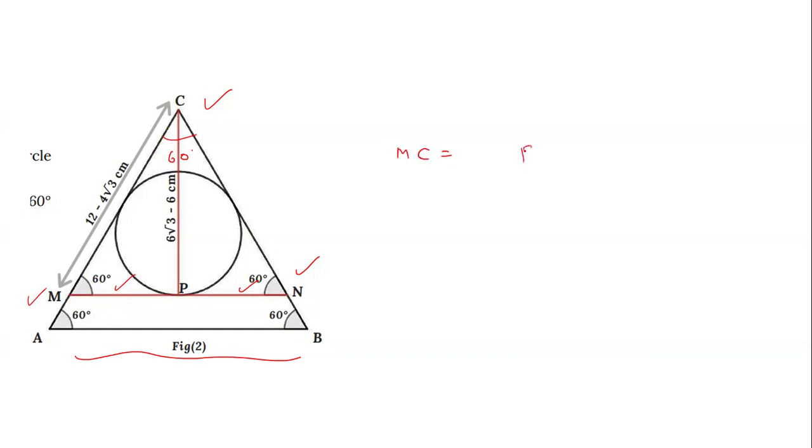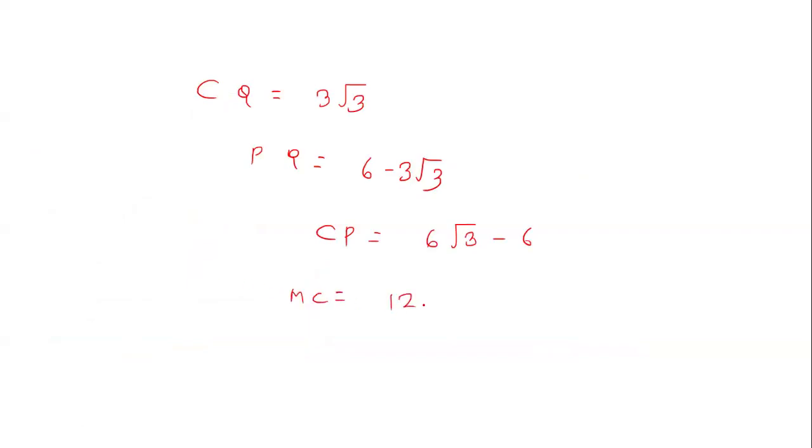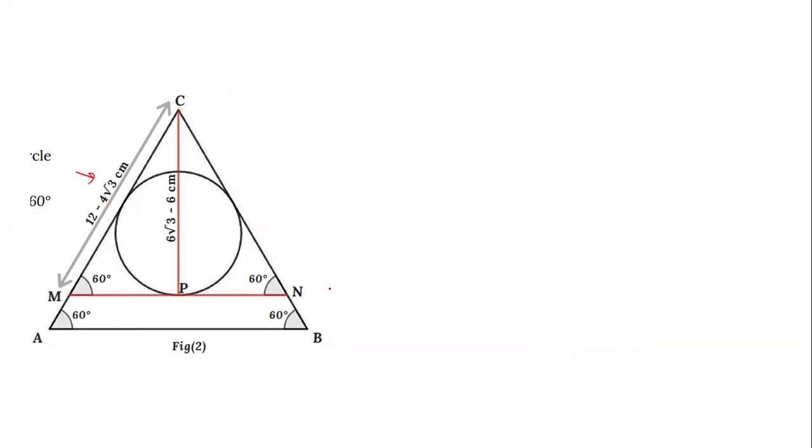MC we can say is the PC divided by sine 60. So PC is what we calculated, 6 root 3 minus 6, and sine 60 is root 3 by 2. So the MC value will come like 12 minus 4 root 3. So now we also know MC value, it is 12 minus 4 root 3. Now we have to find the radius of this incircle.